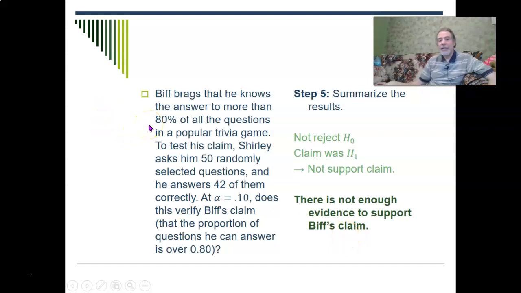Is he right that he knows more than 80% of all the questions? Maybe, maybe not. This little test where he had to answer 50 of them and he got 42 out of 50 right, it didn't give us enough evidence to be able to say, beyond a reasonable doubt, that if you asked him all the questions, not just these 50, but all of them, that he would be able to get more than 80% of all of them correct. He might, but just from this sample of 50, we don't have enough evidence to be able to say that.